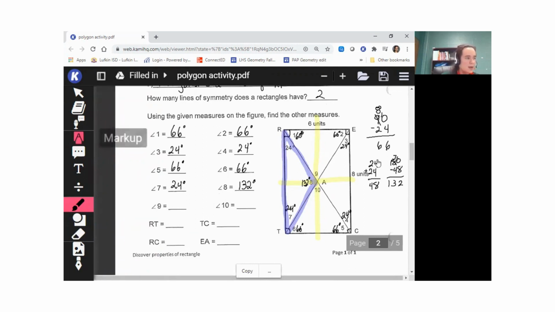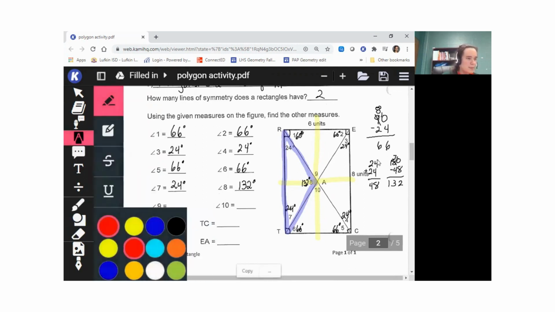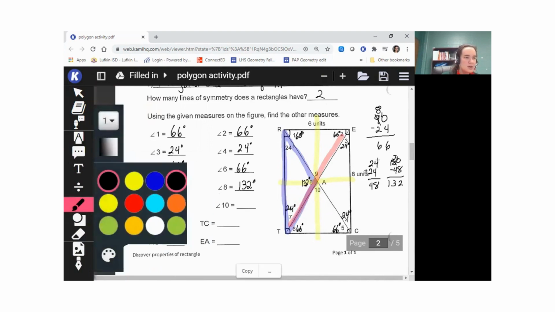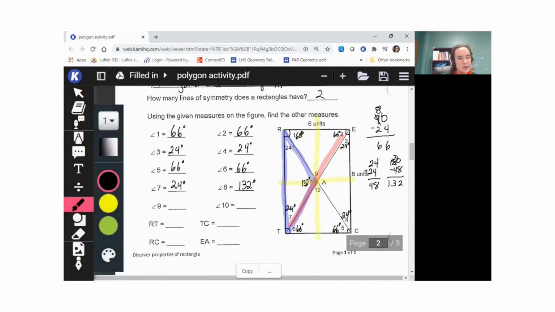Now we have a line here. And remember that two angles are making that line. So we can subtract that 132 from 180 and get 48 degrees for angle 9. And then we have vertical angles. So angle 10 is also 48 degrees.